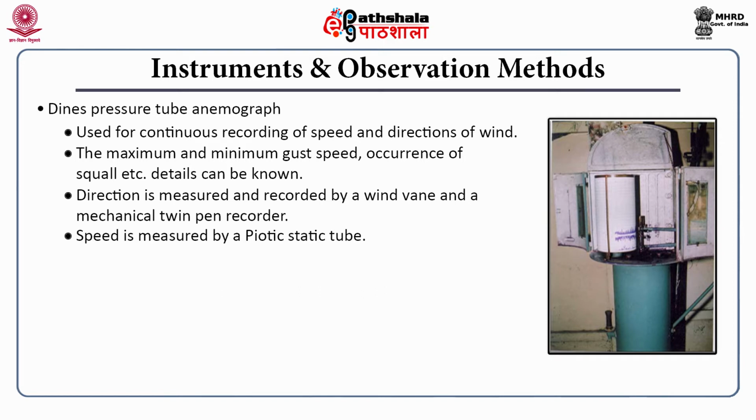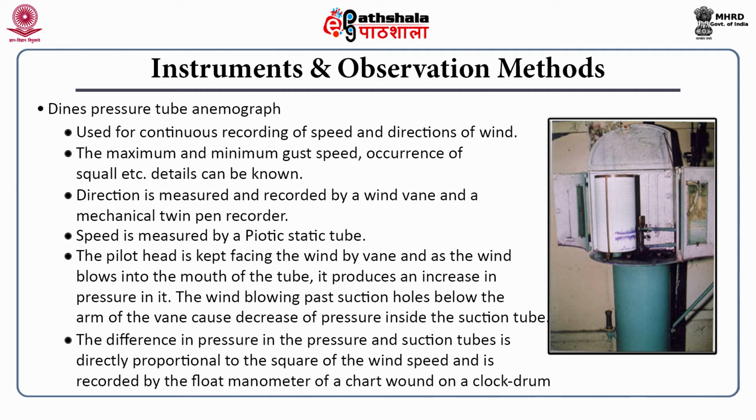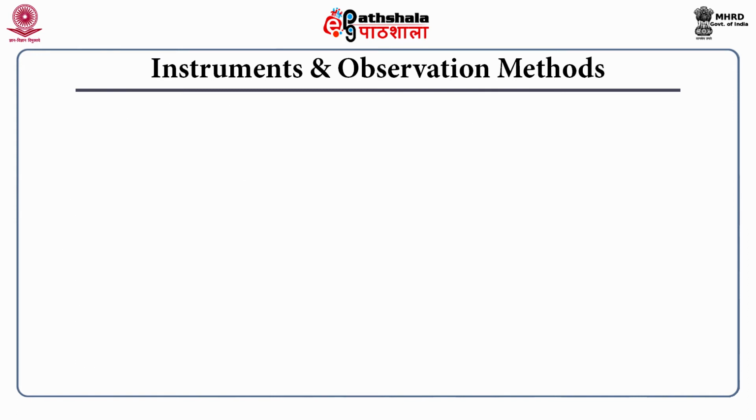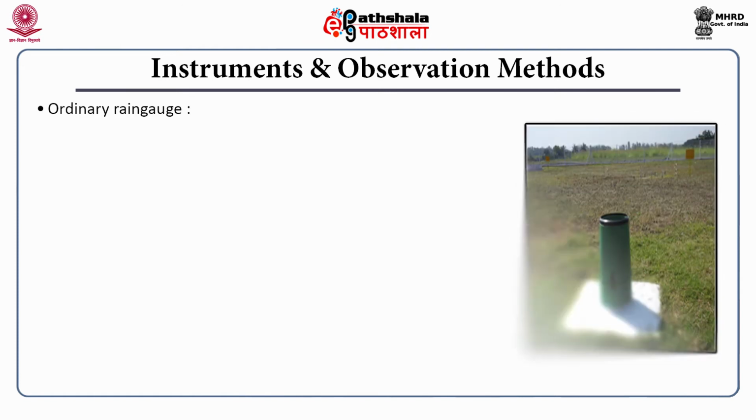In case of speed, it is measured by a pitot static tube. The difference in pressure in the pressure and suction tubes of this equipment is directly proportional to the square of the wind speed and is recorded by a float manometer on a chart which is wound on a clock drum. The next equipment is ordinary rain gauge.